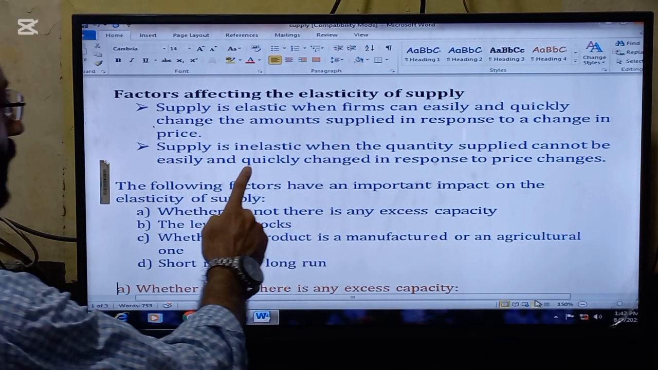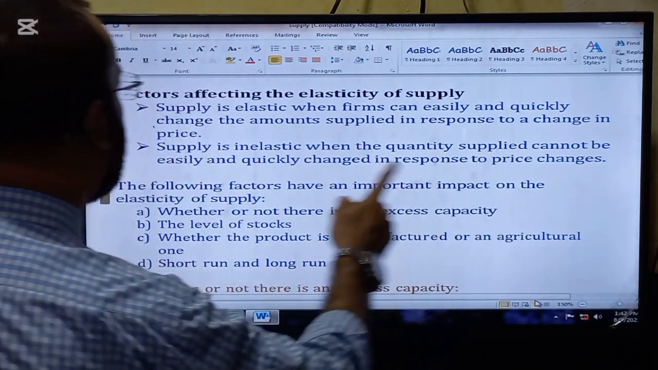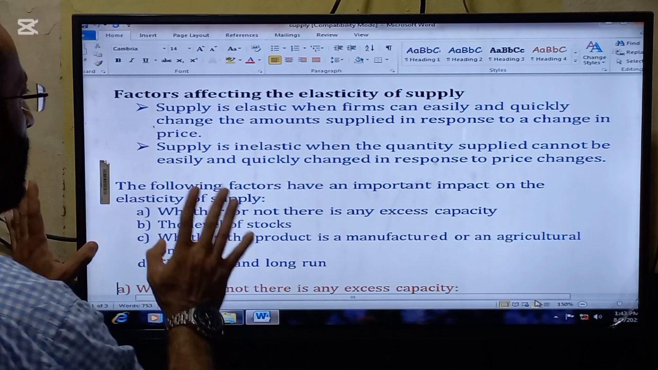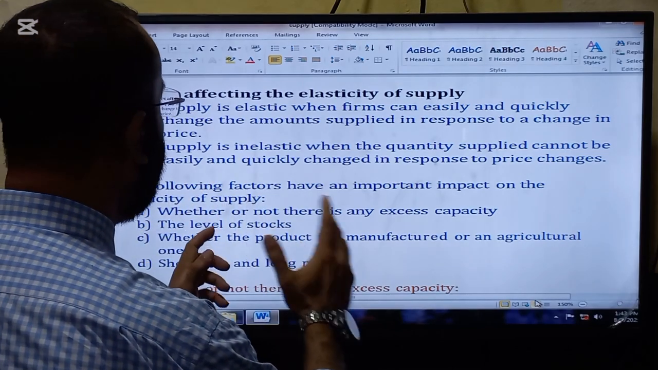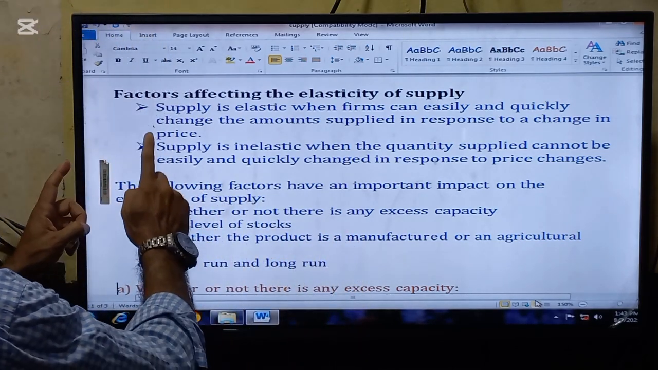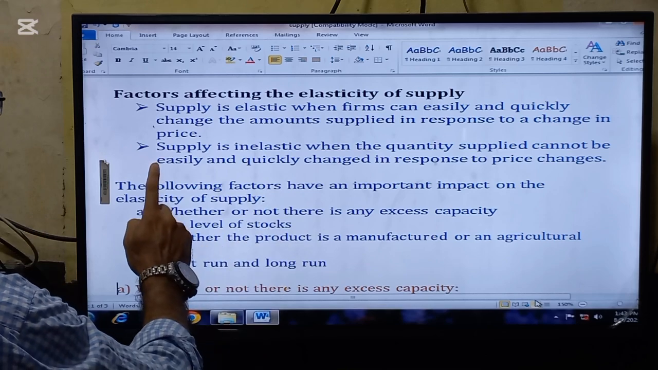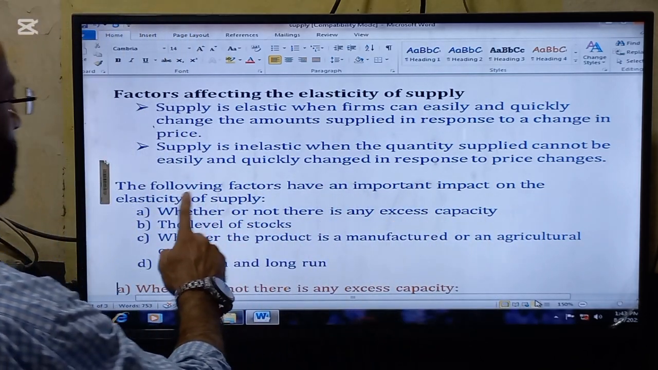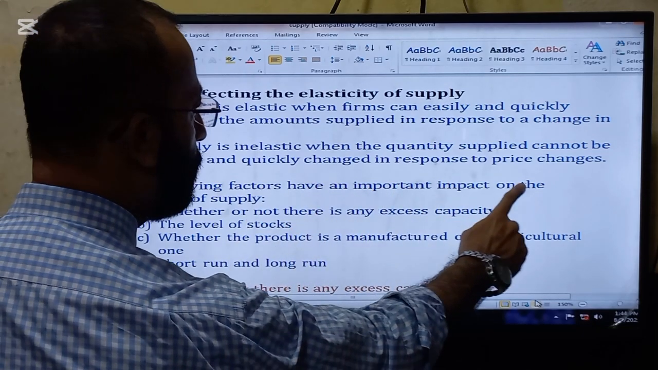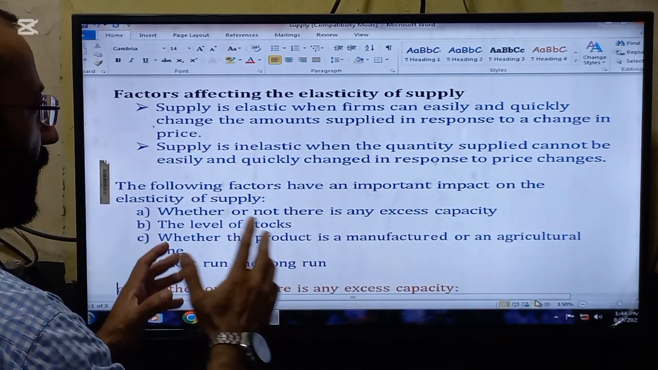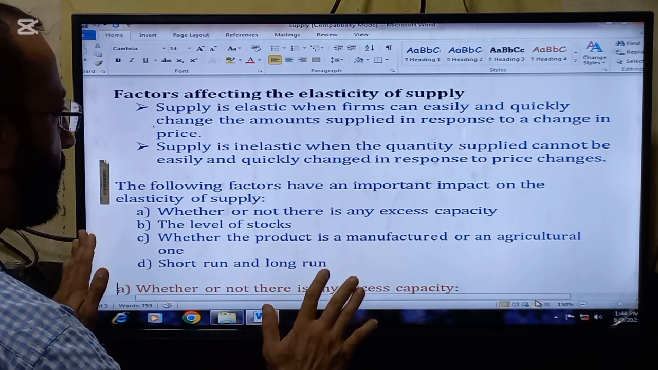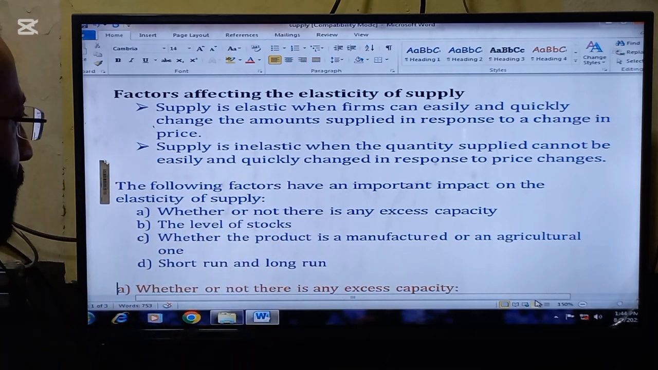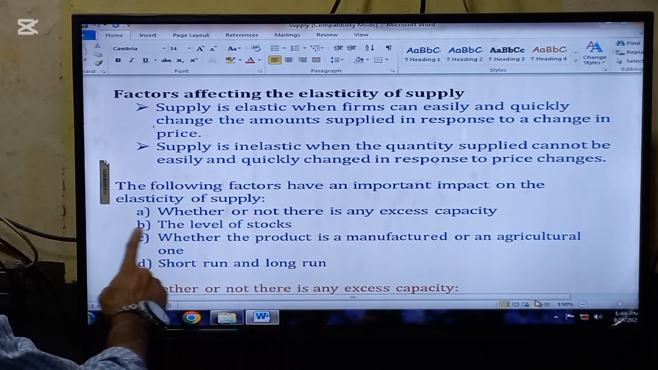Supply is elastic when firms can easily and quickly change the amount supplied in response to a change in the price. So if the supply can be easily changed, then the supply is elastic. And supply is inelastic when the quantity supplied cannot be easily and quickly changed in response to price changes. So if the supply cannot be easily changed, then the supply will be inelastic. The following factors have an important impact on the elasticity of the supply.